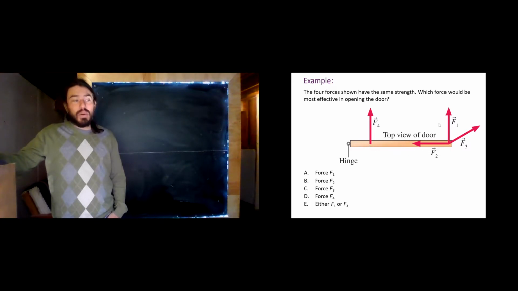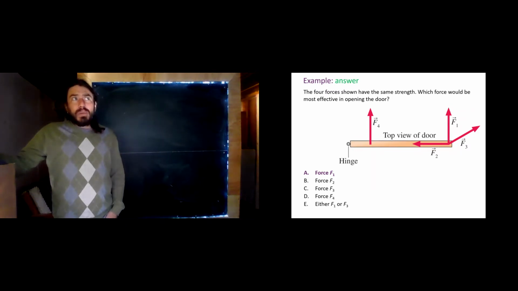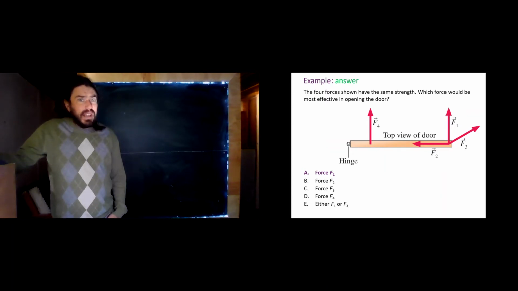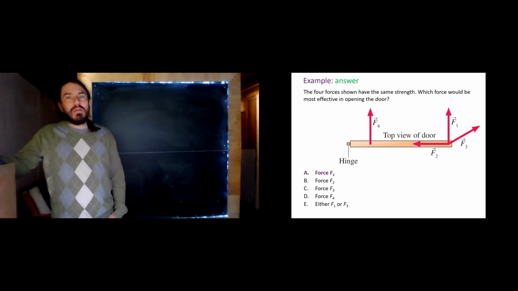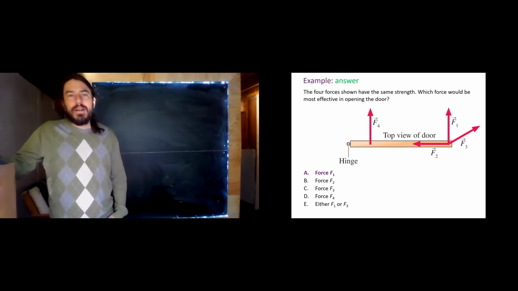Notice where you naturally push. You push like this. You push like F1. Right? Why do you push like F1? Well, it's the easiest way to open the door. In order to open the door, we need to give the door some angular acceleration, right? It is stopped now. We need it to be moving. So we need to give it some angular acceleration. So we need the result to be angular acceleration.